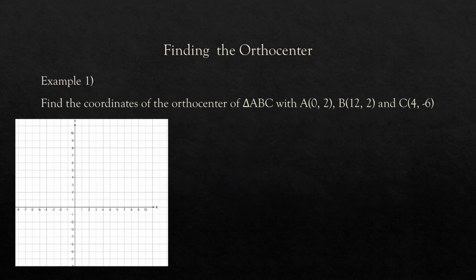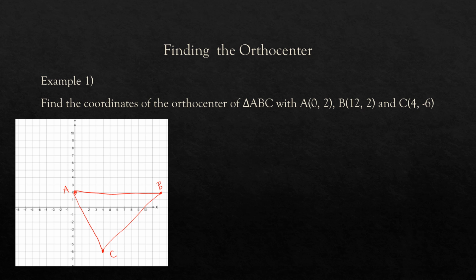For this first example, we want to find the orthocenter of triangle ABC, where A is at 0, 2, B is at 12, 2, and C is at 4, negative 6. So here's the triangle that we're trying to find the orthocenter of. Remember, the orthocenter is where the altitudes intersect.